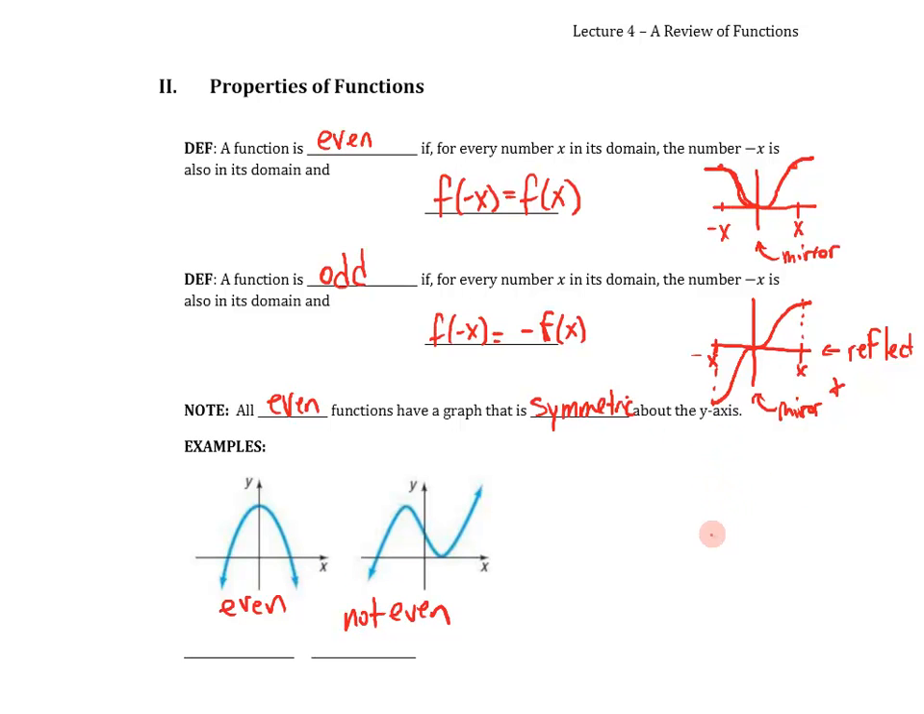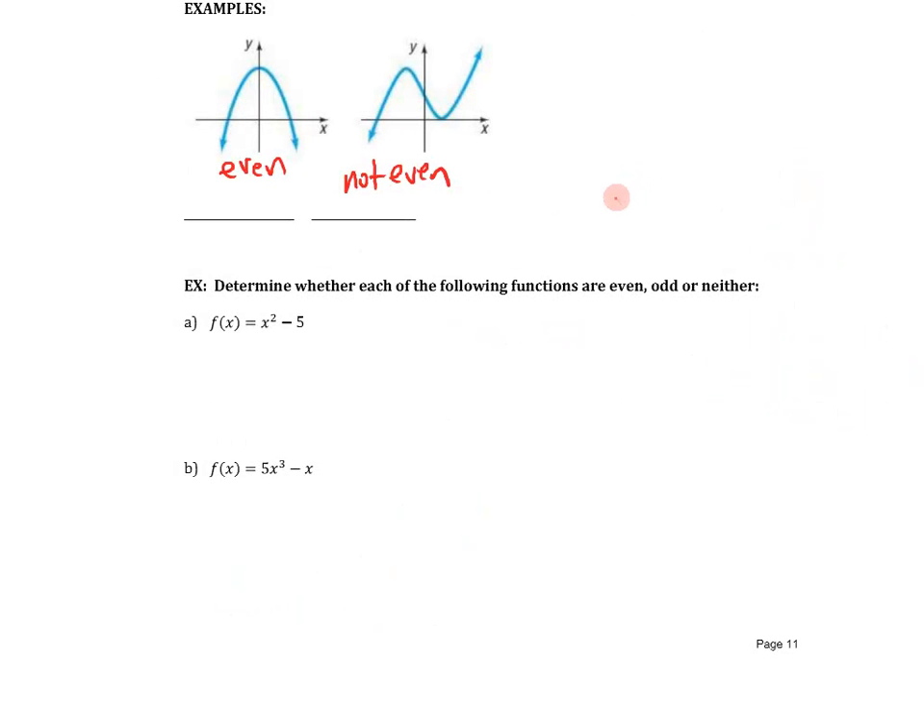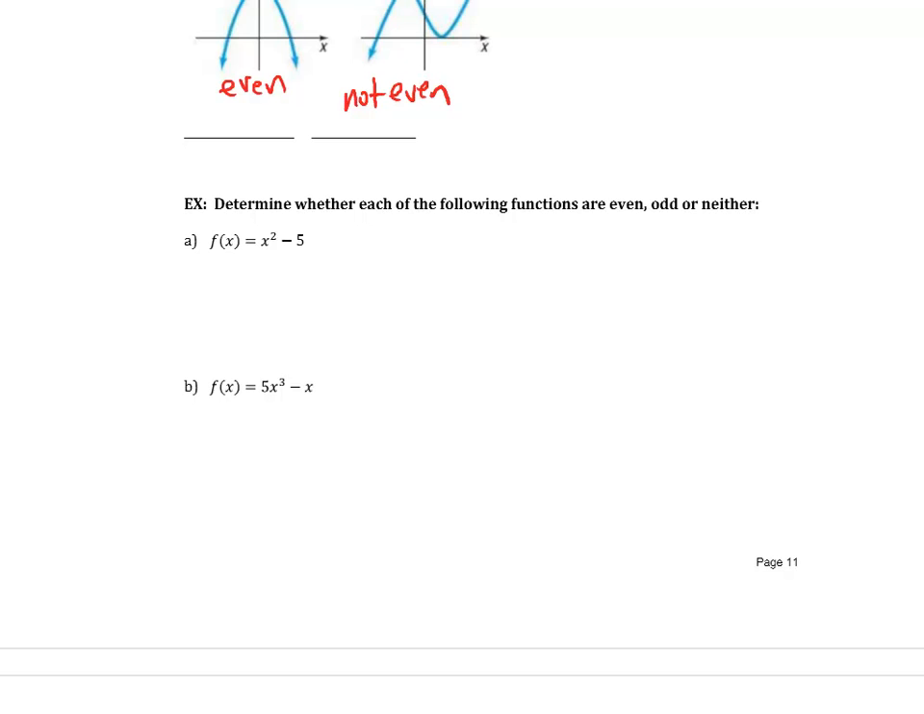There's another way to tell whether or not a function is odd or even. That's by looking at the function formula itself. So let's do that. In order to determine whether or not a function is odd, even, or neither, you can plug in negative x to see what you get after you simplify.